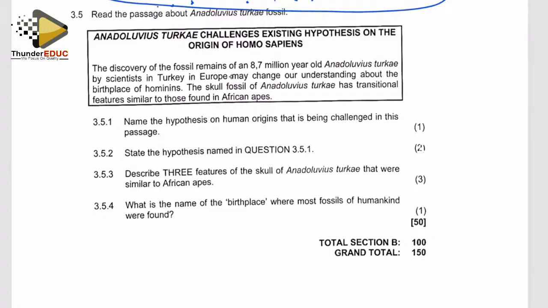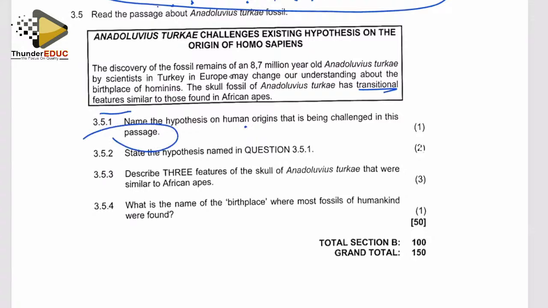They are saying: discovery of fossil remains of 87 million years, scientists in Europe understand that this fossil found has a transitional feature similar to that of Africa. Name the hypothesis of human origin that is being challenged in this passage. So we call it the out of Africa hypothesis.